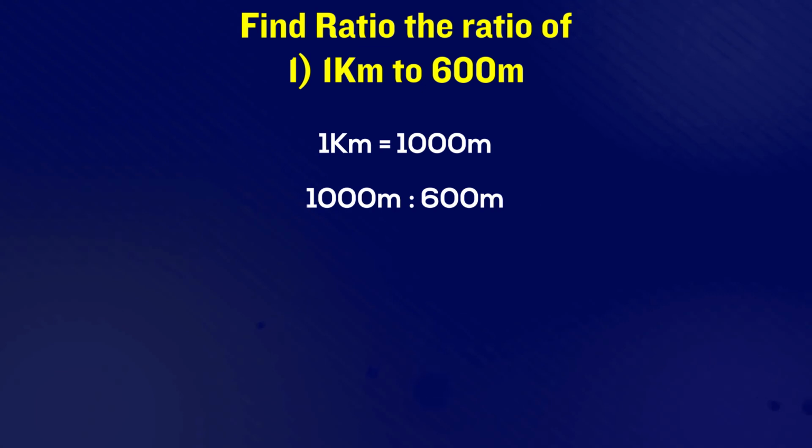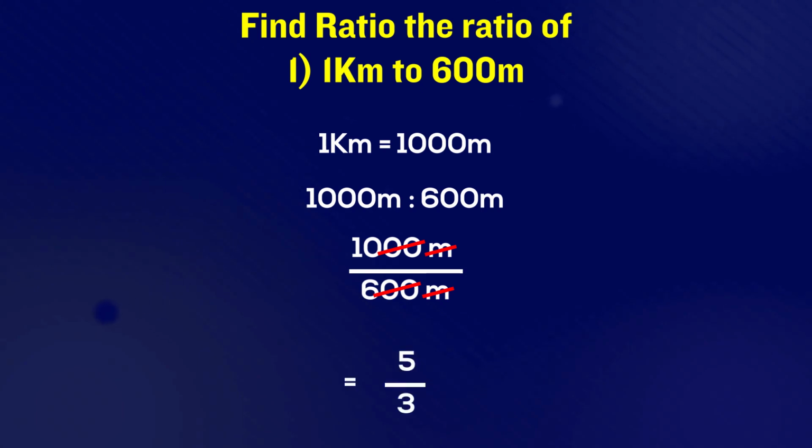You know the drill from here. Write it as a fraction, simplify, cancel the units, and it gives you 5/3, the simplest form. So, we can write it as 5:3.